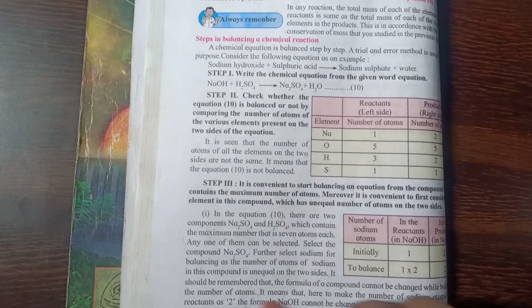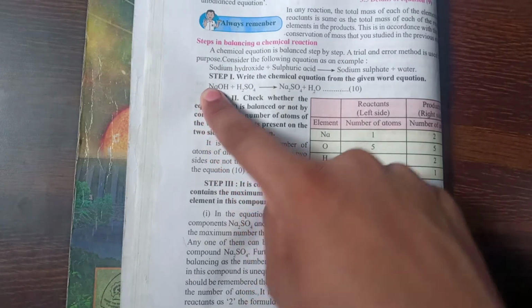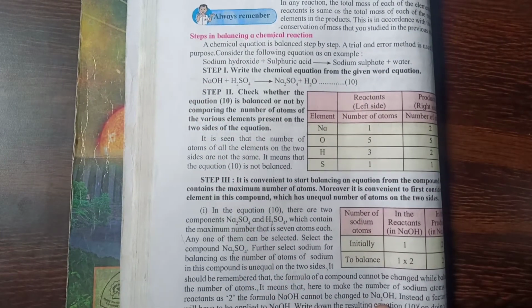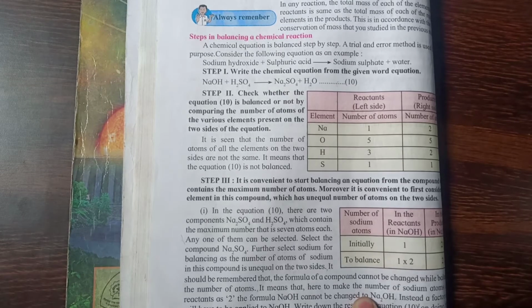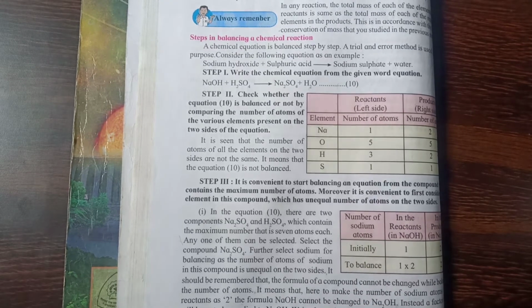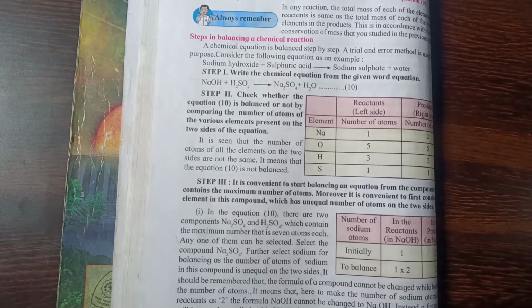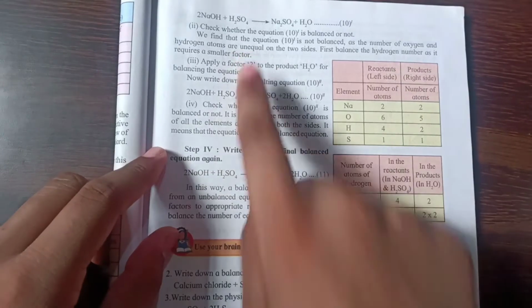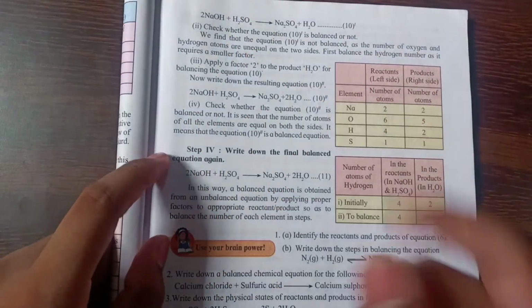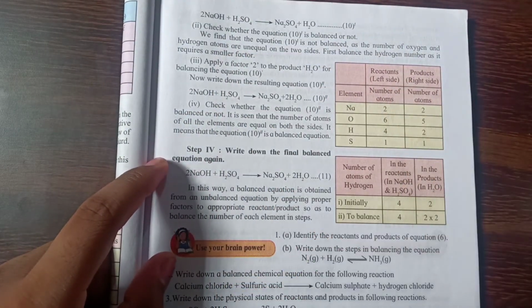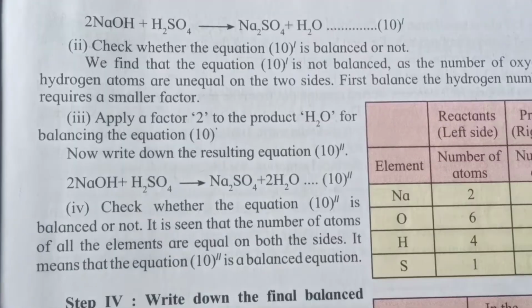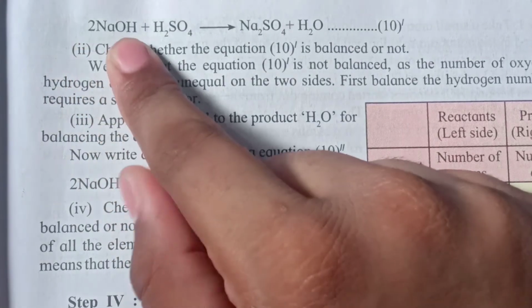It means that here we make the number of sodium atoms in the reactants 2. So we'll write a 2 over here. NaOH cannot be changed to Na2OH. As you can see, this 2 will not be added over here, it will be added in the front. Instead, a factor will have to be applied on NaOH. Writing down the resulting equation, we'll get the equation as this. I'll zoom it up so that you can see this. So see this, now we have added 2 over here instead of here.